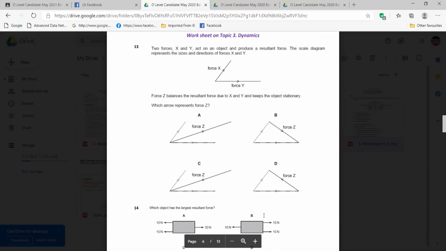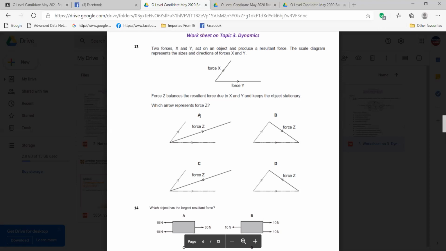Two forces, X and Y, act on an object and produce a resultant force. The scale diagram represents the sizes and direction of forces X and Y. The Z force balances the resultant force due to X and Y and keeps the object stationary. Which row represents force Z? It's C. Yeah, C, right?